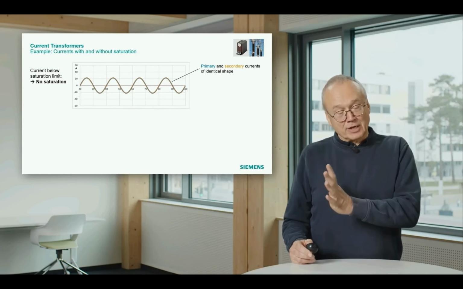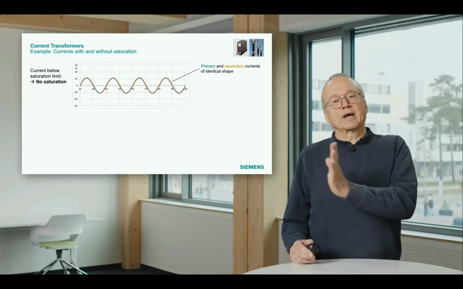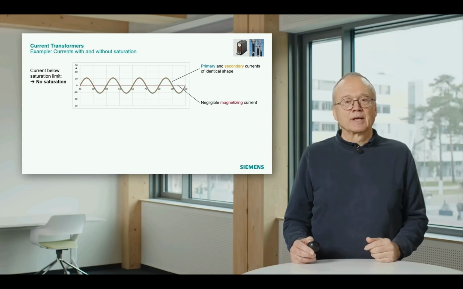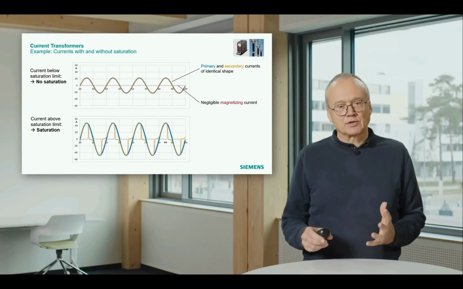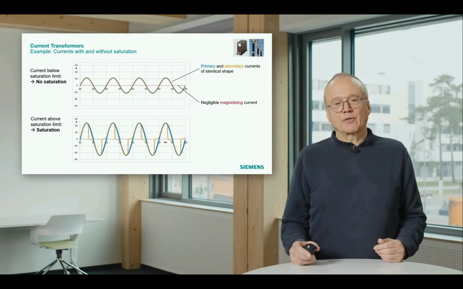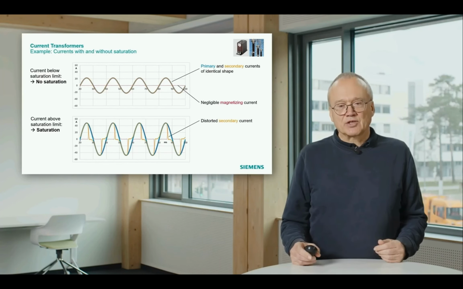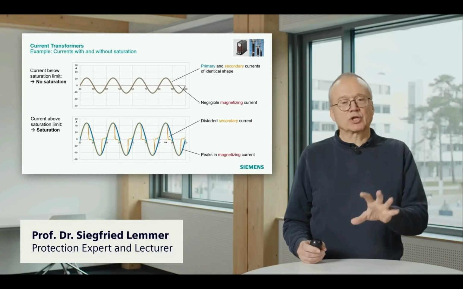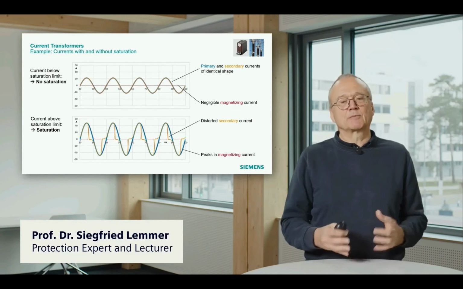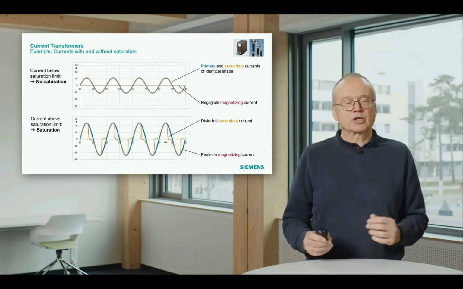If we increase the current or increase the burden so that we are beyond the saturation point, it looks a bit different. Then we have disturbed current. In this case, we have steady-state saturation. That means the secondary current, the current the protection relay measures, is distorted, and the distortion comes from the peaks in the magnetizing current. In this case, the shape which came out of the simple simulation using a simple replica may be a bit different.